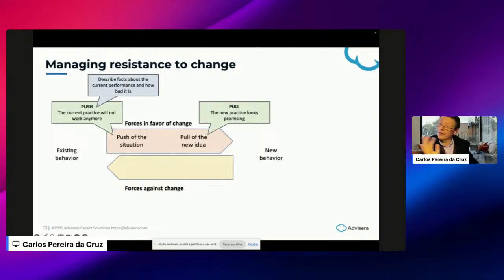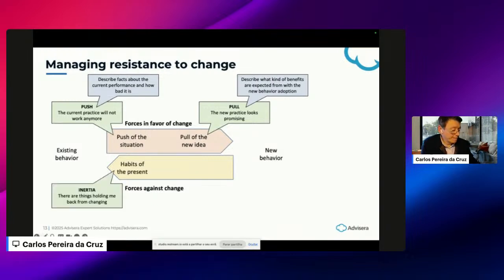So it's learning with the problems of others instead of waiting for them to happen to our own company. Now, the other one is a pull of the new idea. So the new practice looks promising. Describe what kind of benefits are expected with the new behavior adoption, okay? And also, what are the forces against change? So the habits of the present, so inertia. There are things holding people from changing, okay? Determine and remove things that hold people from change.